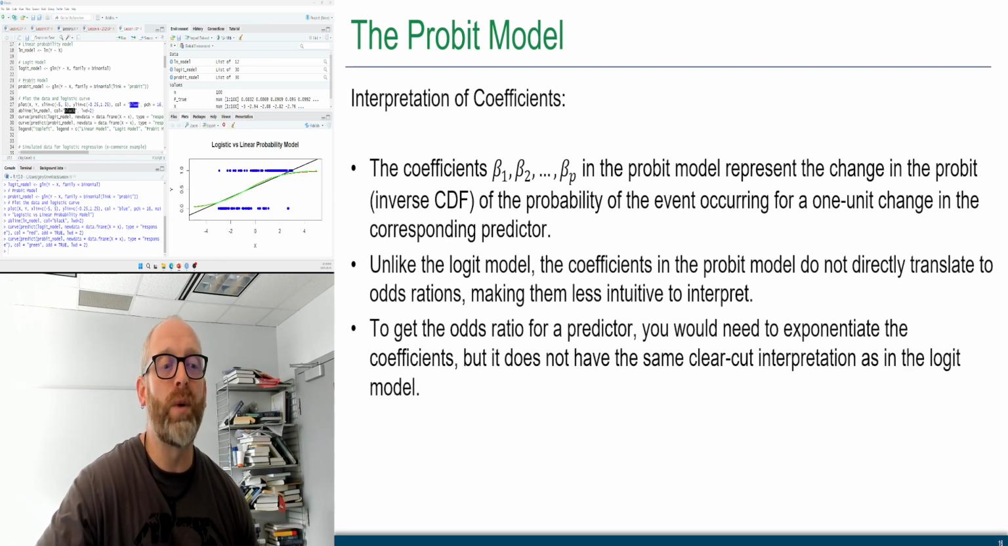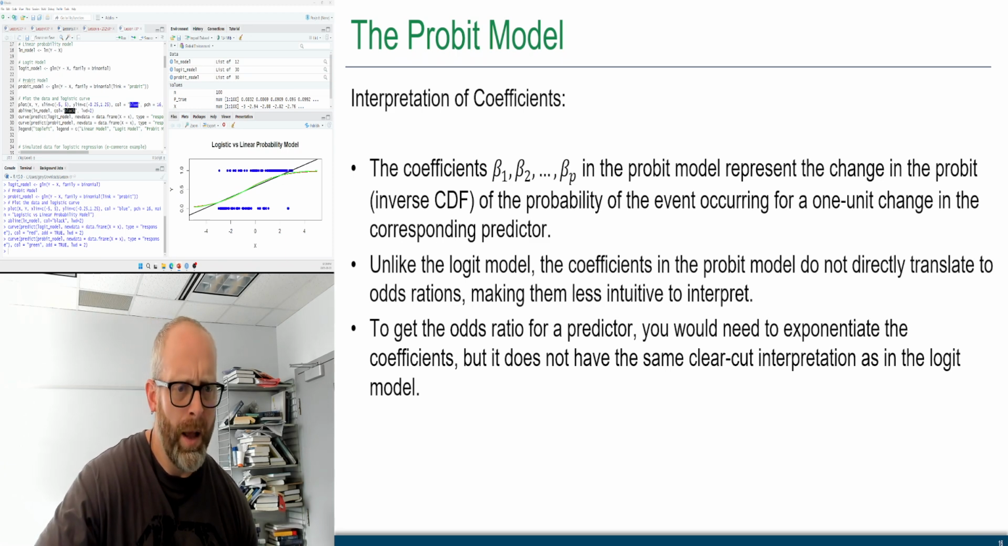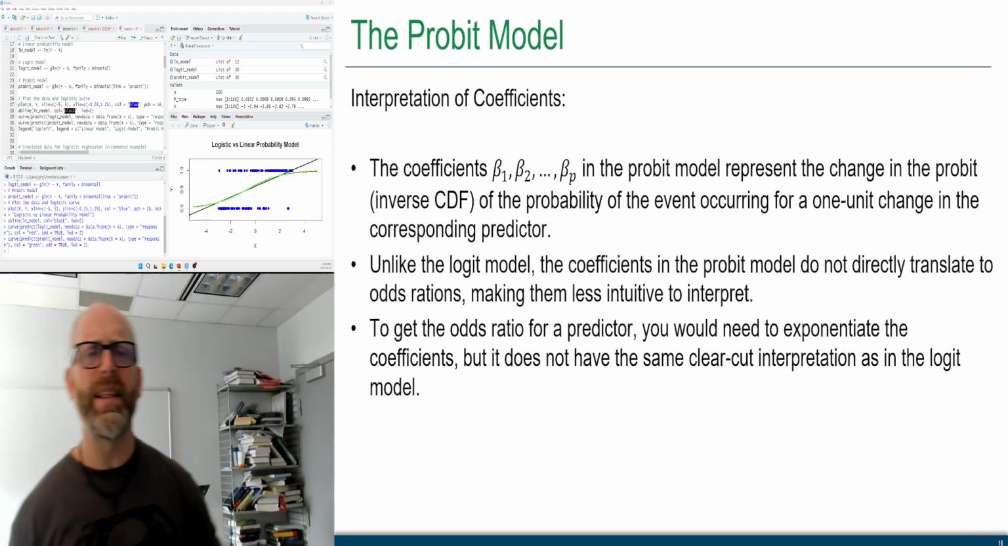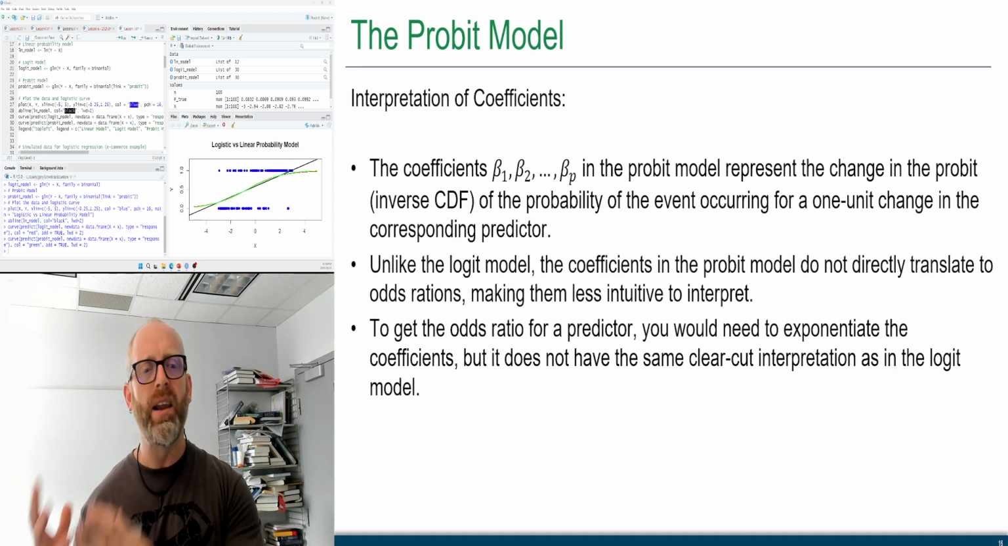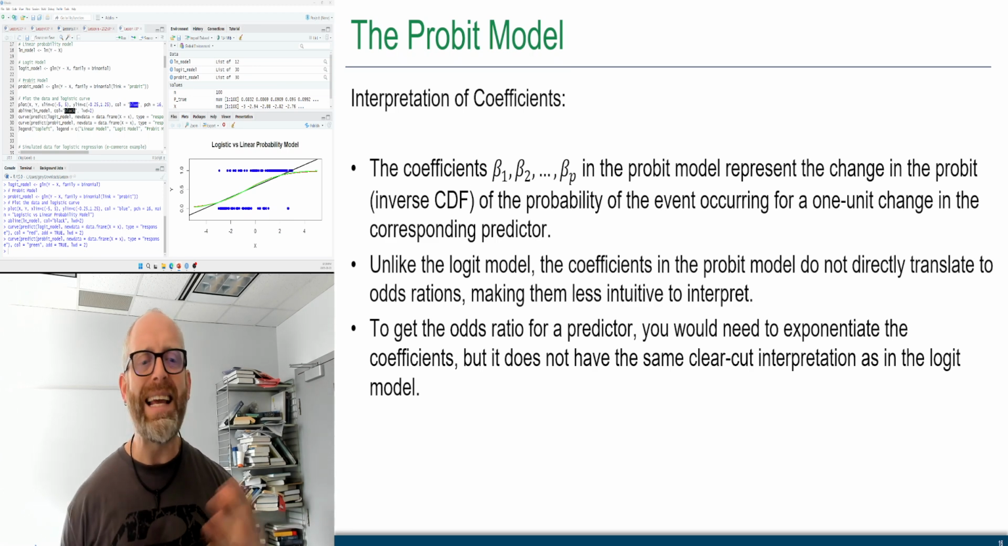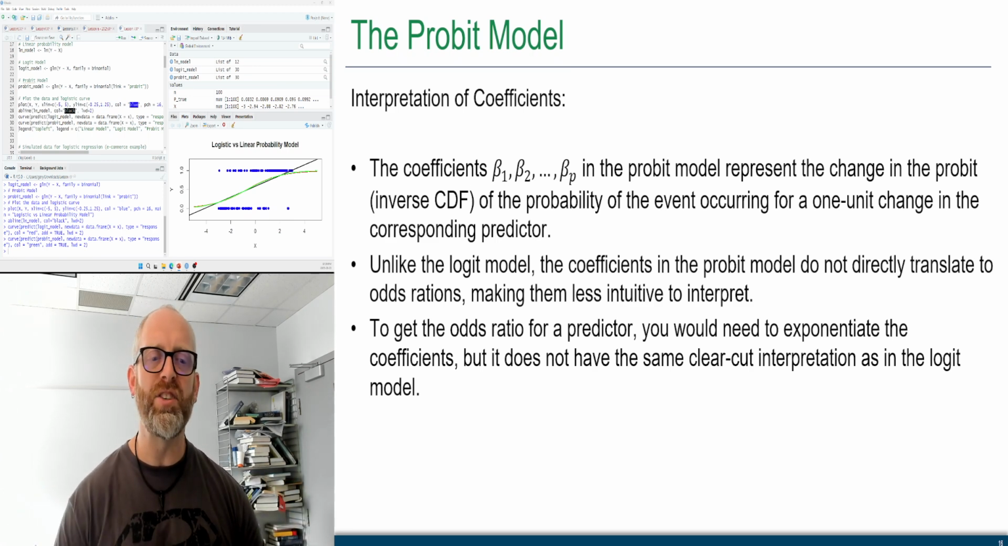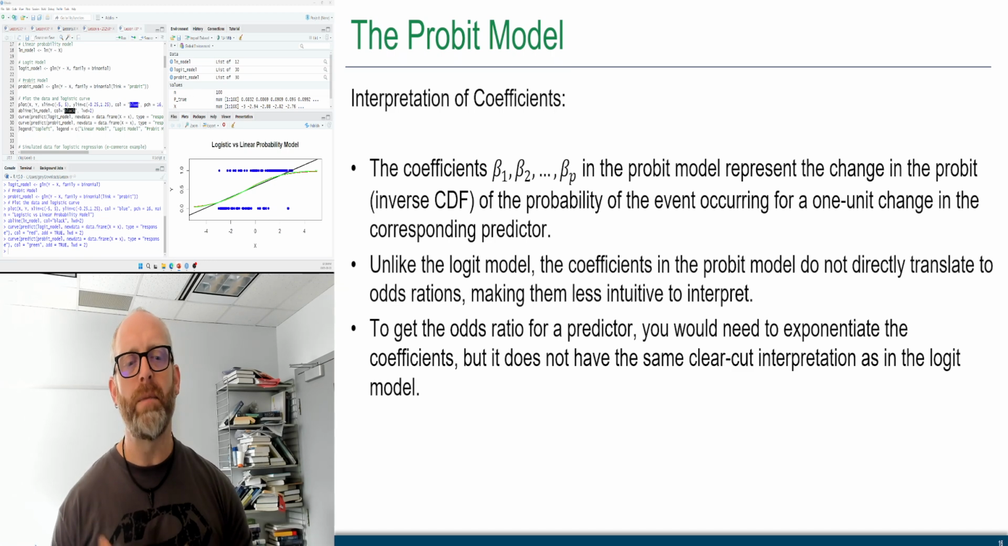So to get the odds ratio for a predictor, you would need to exponentiate the coefficients, but it does not have the same clear-cut interpretation as the logit model does. Because at least when I was taking e to whatever that beta was, that function that does my transformation was my ln. So ln and e undo one another, so what I'm left with is just the input I had inside of my ln, which just happened to be the odds. So those things canceled each other out.